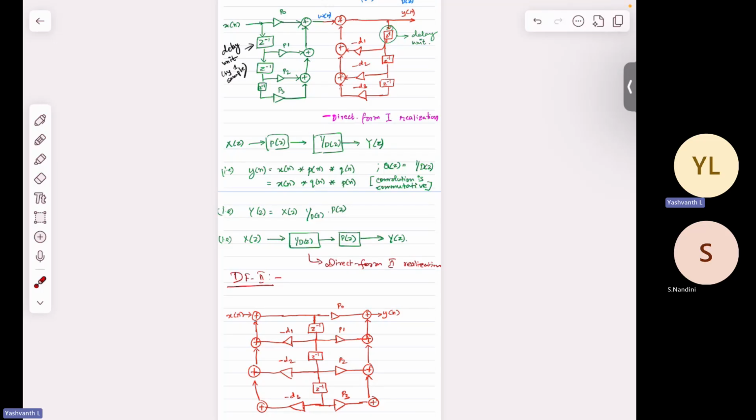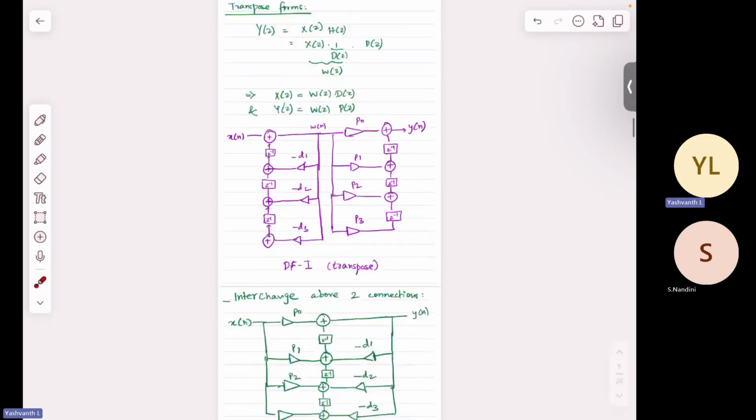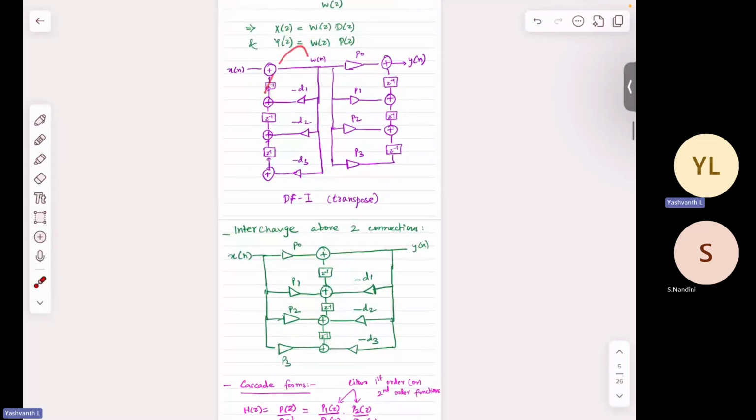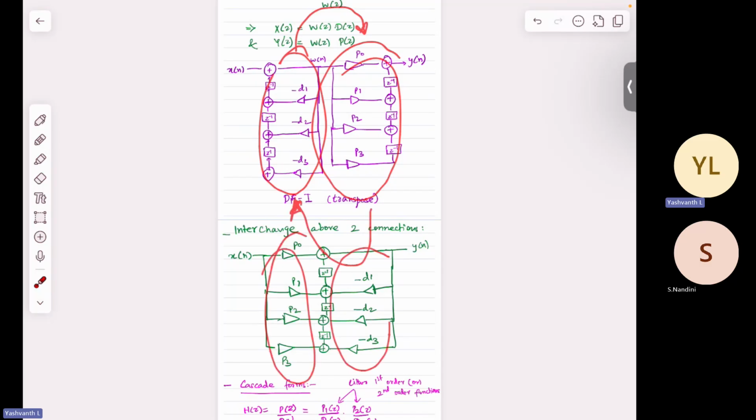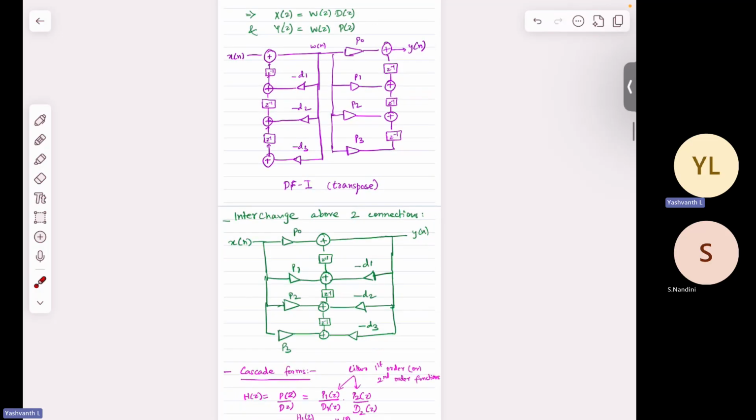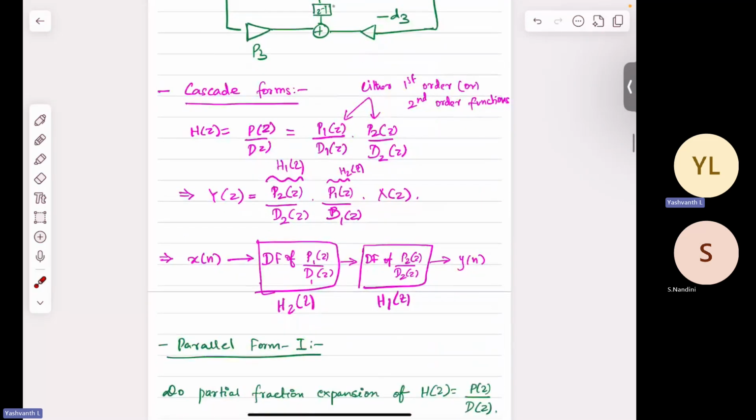That is what I'm going to do for transpose structure also. So this was your transpose structure. Bring the left to the right and right to the left, and that's what you get: the transpose of the direct form 2 structure, the transposed form realization. Now it's cascade realization.